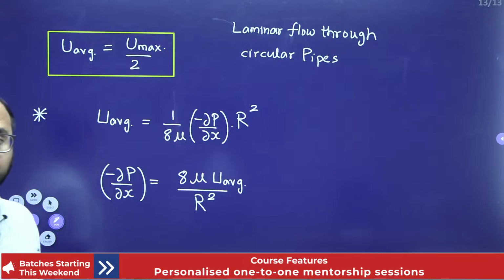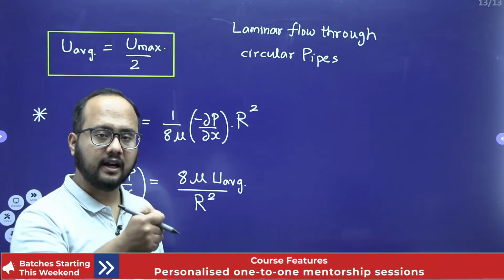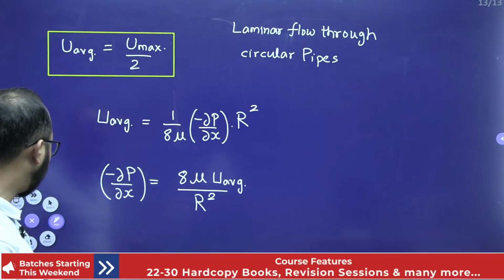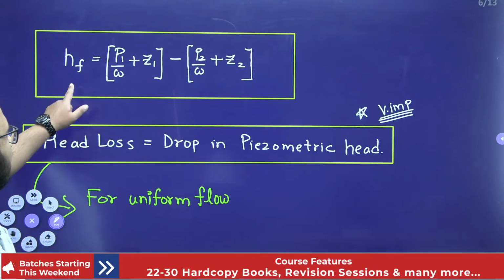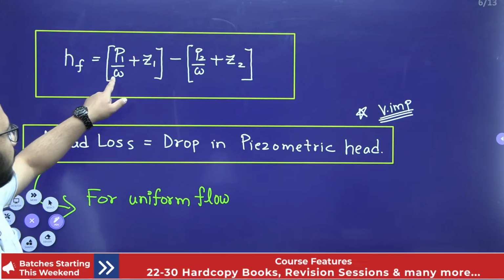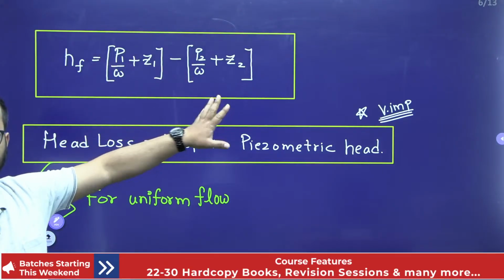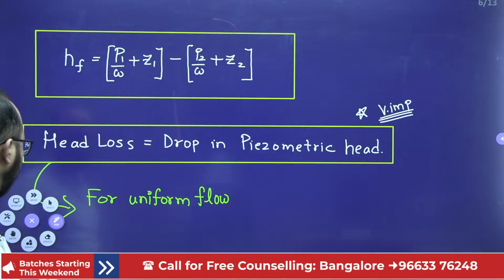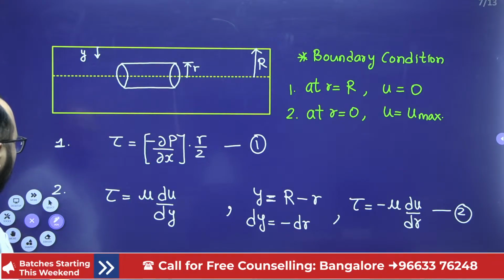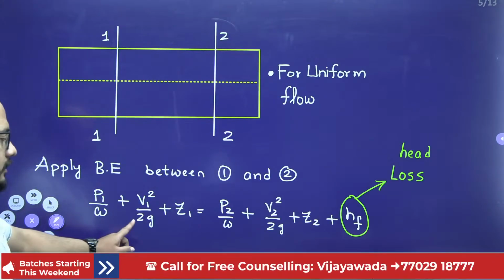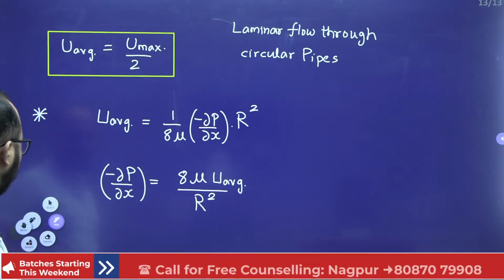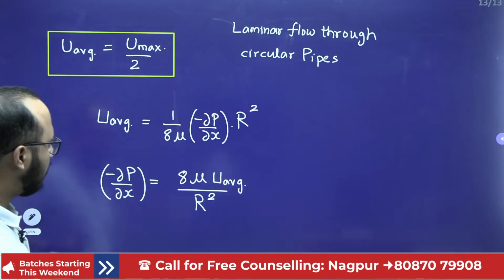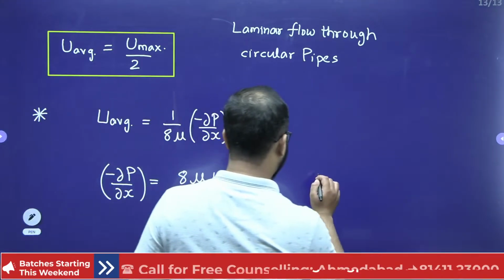Now if you remember, for a horizontal pipe we have derived the head loss as the difference of piezometric head. I will show you again. Now using this relation, see everyone, here itself I will write.